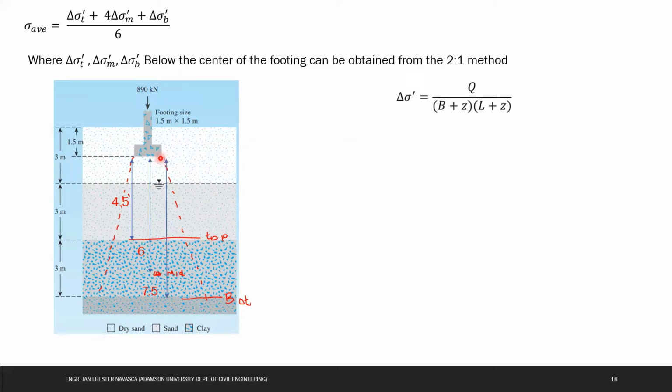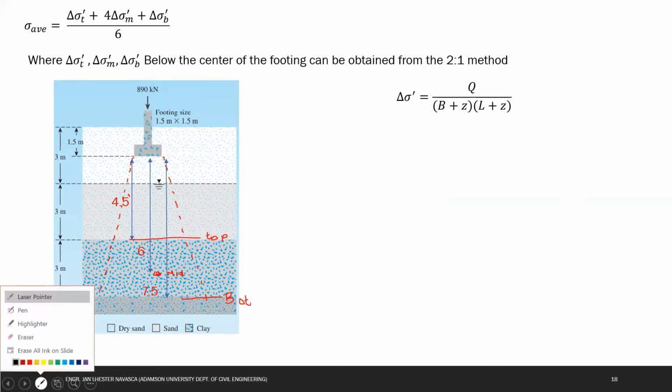Okay, so what is delta sigma prime? Delta sigma prime is just simply what is the stress at top, what is the stress at the bottom, and what is the stress at the middle. Delta sigma prime is denoted as this equation. So how to derive this equation? Saan ba nanggaling tong equation na to?